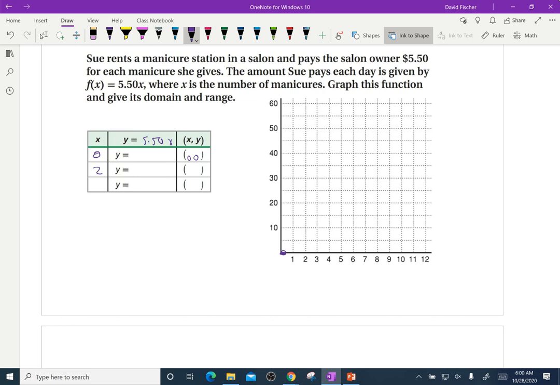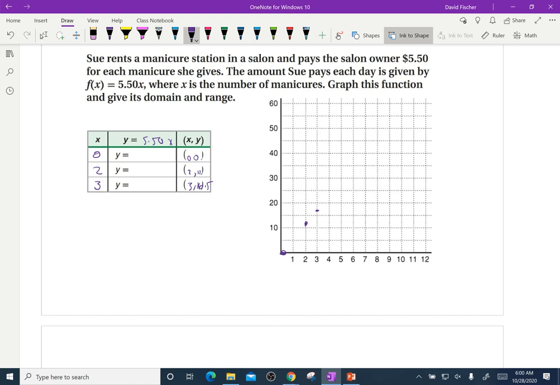If I do 2 times 5.50, isn't that $11? So I have 2, 11. So if I come over here to 2, I need to pay her, what are we counting by 5s here? $11. If I want to pick, let's do 3. What the heck? 3 times 5.50. I'm getting, what, 16.50? 16.50 is going to be about there.